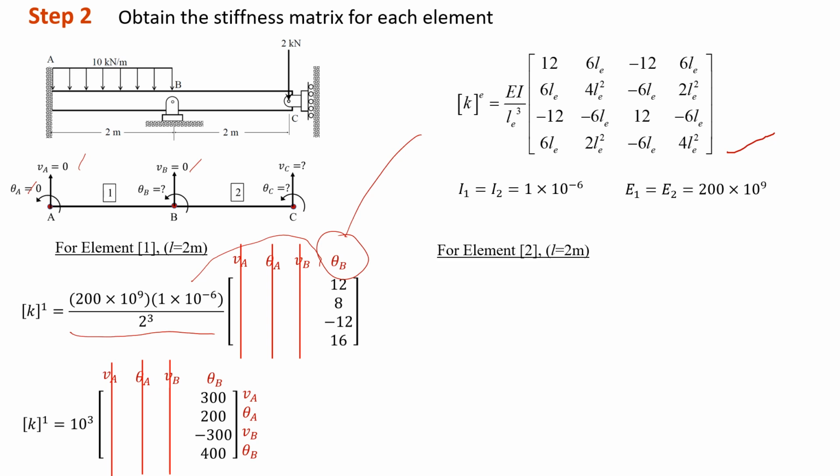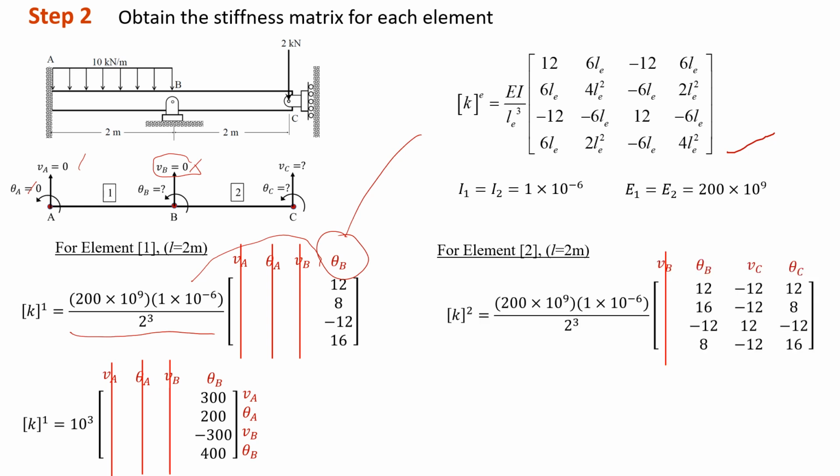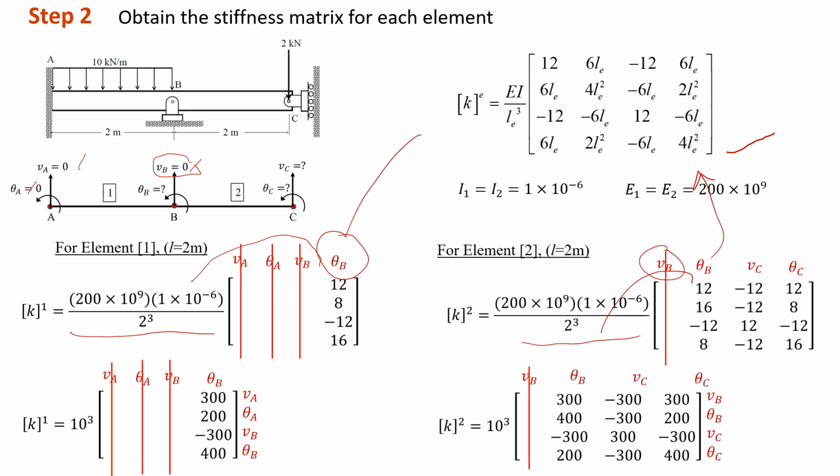For the second element, element 2 is between node B and C, and in this case, only VB is 0, and the rest are unknown. For our matrix, we just need to eliminate VB. For the rest of the columns, we just need to refer back to this matrix and fill up all those values. And we solve the front part and multiply by those values inside this matrix, and we obtain the values as shown in the slide.